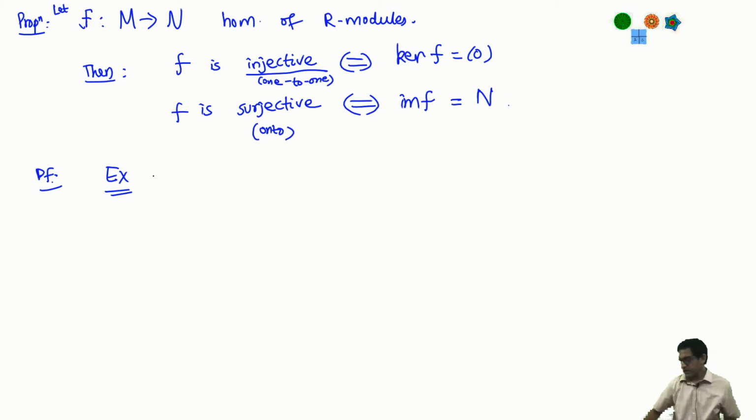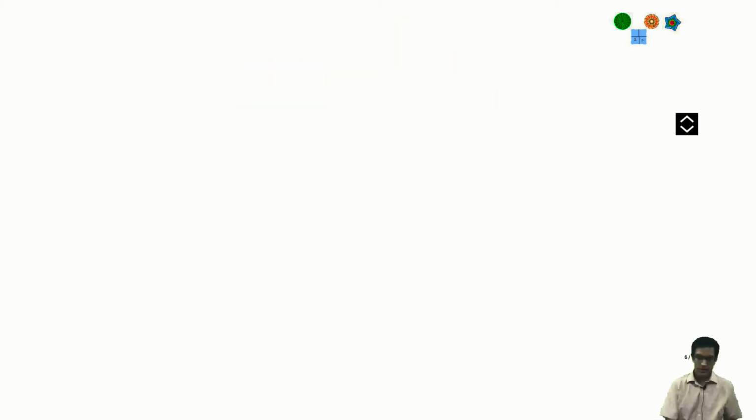Fine. So now coming to the main theorem, it's called the first isomorphism theorem. Again, this is like the first isomorphism theorems you have already seen in the cases of groups and rings and so on. So let me give you the statement of the theorem. This is usually called the first isomorphism theorem for modules. So this is for modules now.